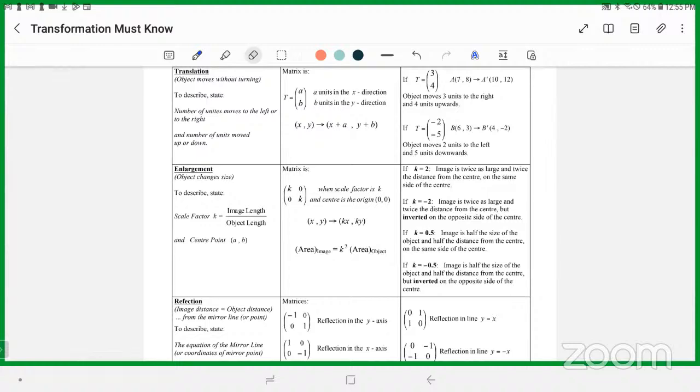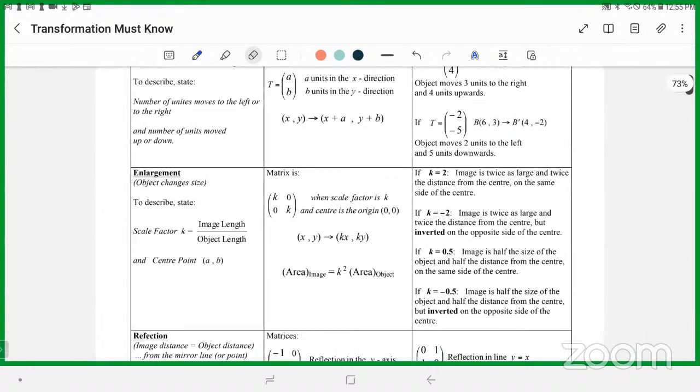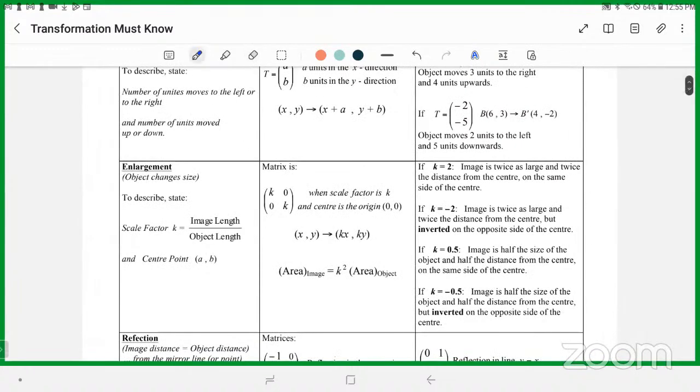The question I asked you a while ago: why is the scale factor negative? See it here? When the scale factor is negative 2, the image is twice as large, twice the distance from the center, inverted on the opposite side of the center. That's what the question just asked us to do a while ago, the same scale factor of negative 2 question. And I asked you, why is the scale factor negative? This is the reason. Image is inverted on the opposite side of the center.